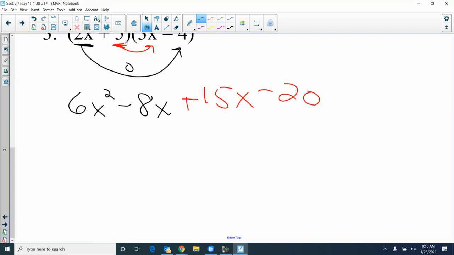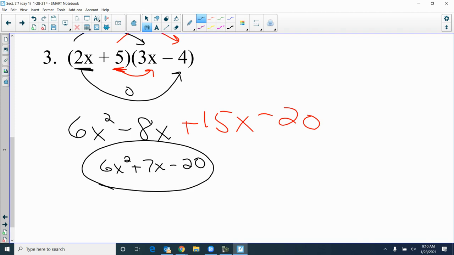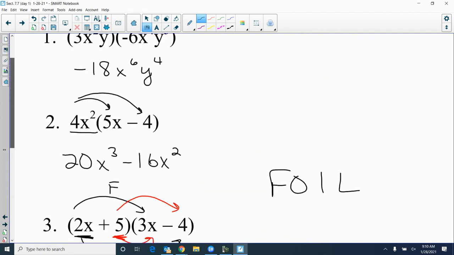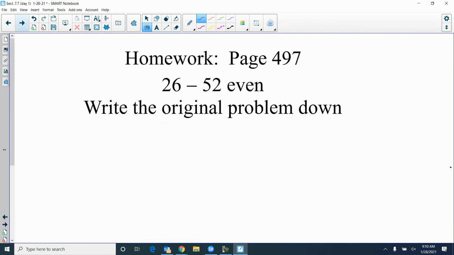Okay, so now once you get to here, these two middle terms should add together to give you plus 7x minus 20. He wasn't on that step. Okay, I thought he was giving the answer. So those are the 3 things we're doing. Key things, and they're just a little bit different. You gotta be able to decipher between them.